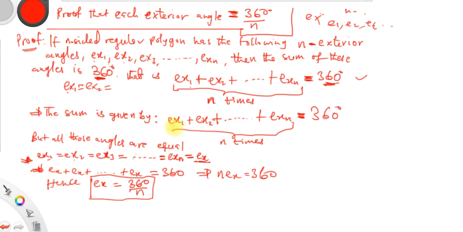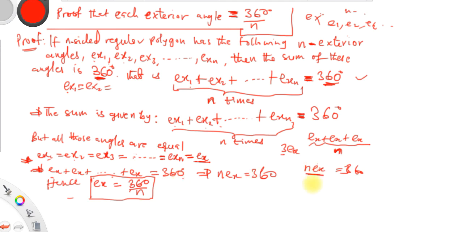This implies that the sum EX1 plus EX2 plus EX3 plus EX4 up to EXN is the same as EX plus EX plus EX plus EX up to the n-th term, up to the number of sides n. Then it will give you 360 degrees. If the number of sides is 3, then we get 3 EX. So if the number of sides is n, you sum the exterior angle n times. So we get n times EX, and the sum is n EX, which equals 360 degrees.